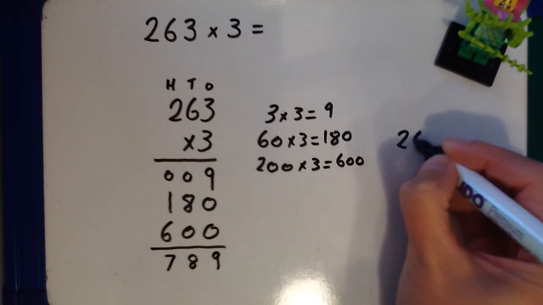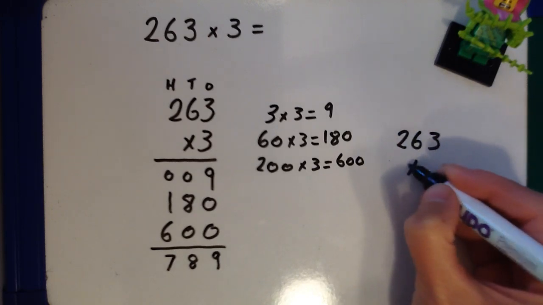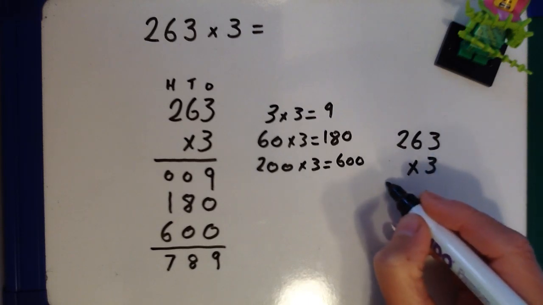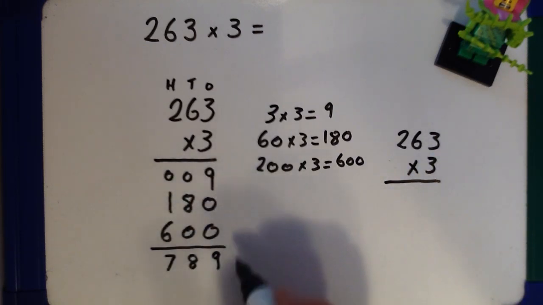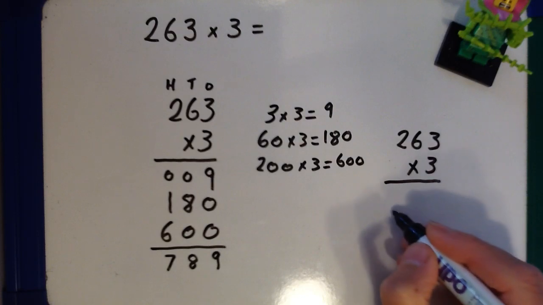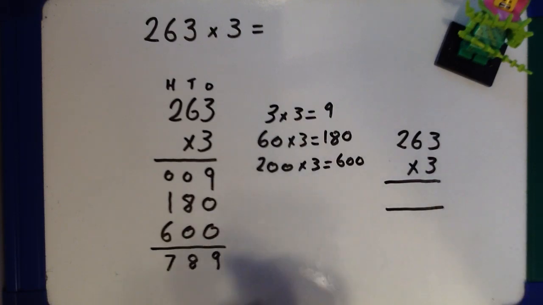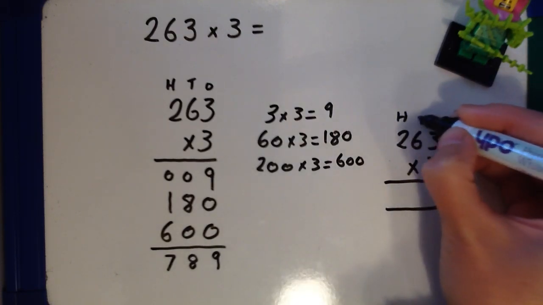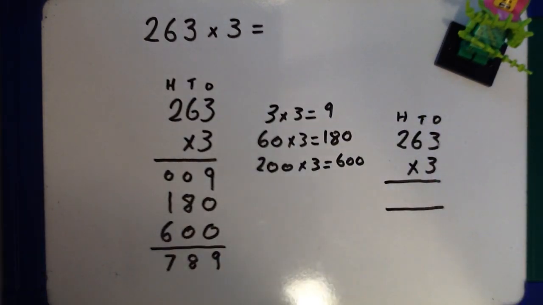It starts in exactly the same way. Now there's no rush to get onto this contracted method. If you spend the rest of your life writing this expanded method, that's not a problem. You'll still be able to calculate accurately. So got my hundreds, tens and ones. These methods are exactly the same.